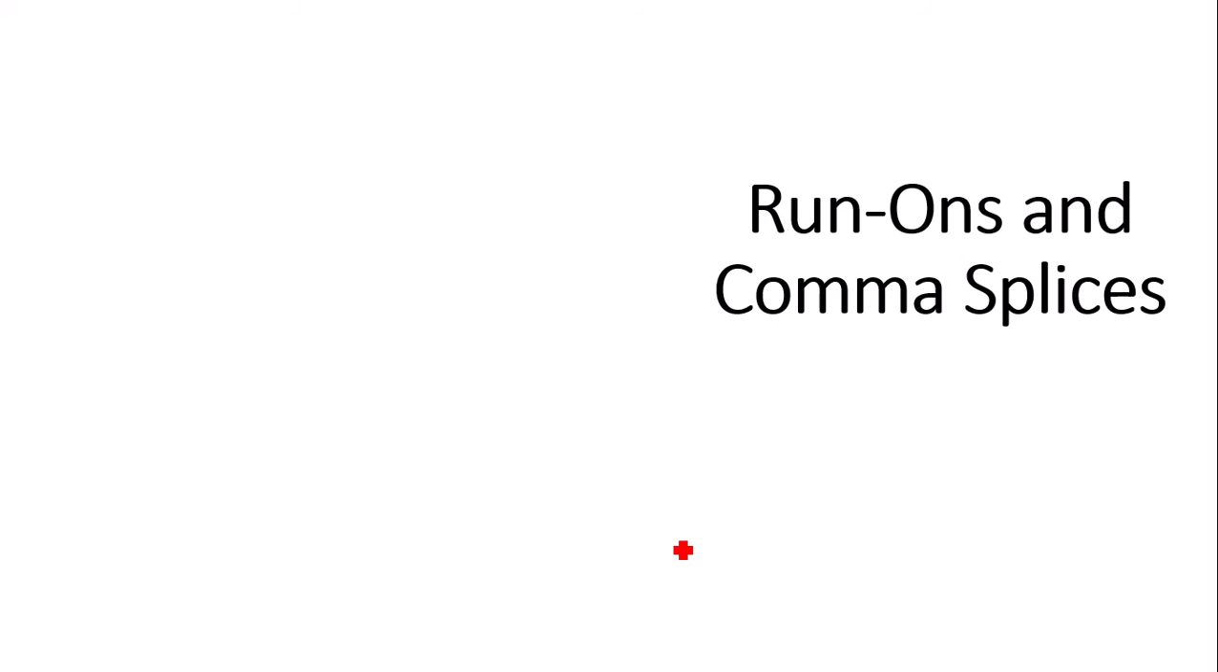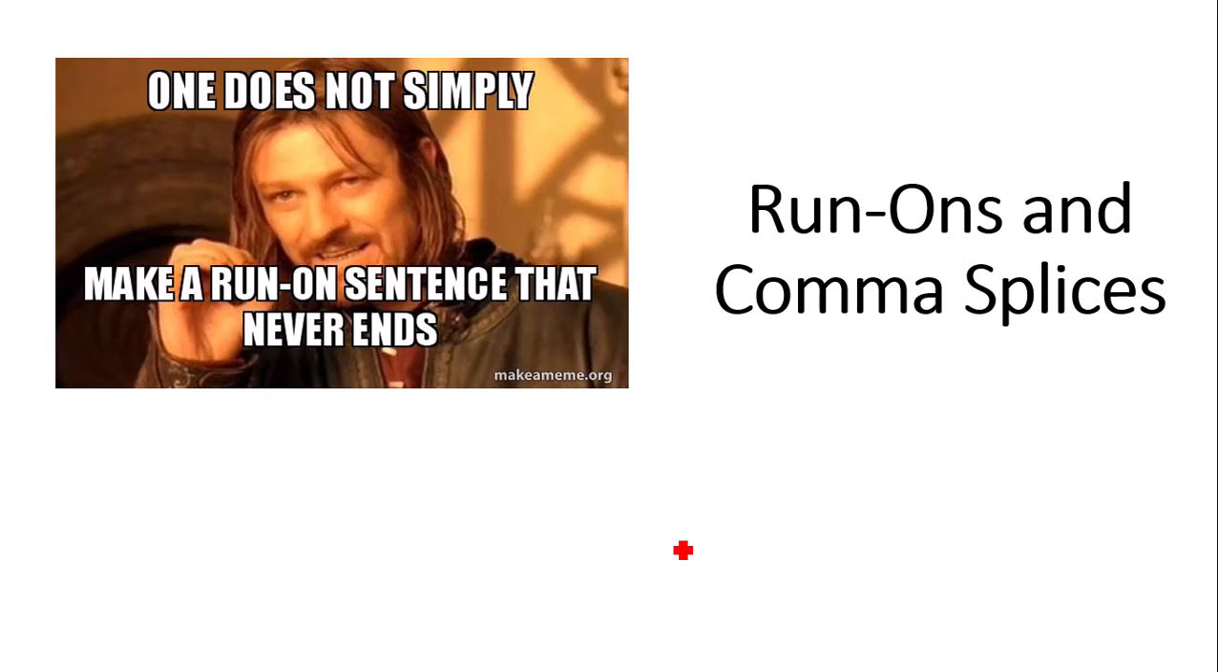Everyone, welcome back. Today we're going to be finishing up our series on run-ons and comma splices. So this is, one does not simply make a run-on sentence that never ends. Hopefully you know that by now. But this is part 5, authentic materials. So we're going to be looking at run-ons in real life and talking about what kind of problems those run-ons create. So we've got a couple blog entries, a speech, and I think a cartoon to take a look at.